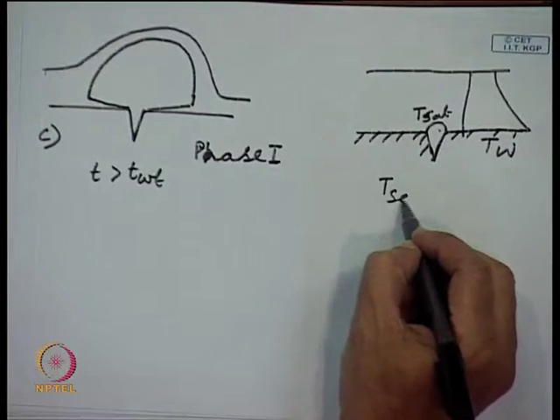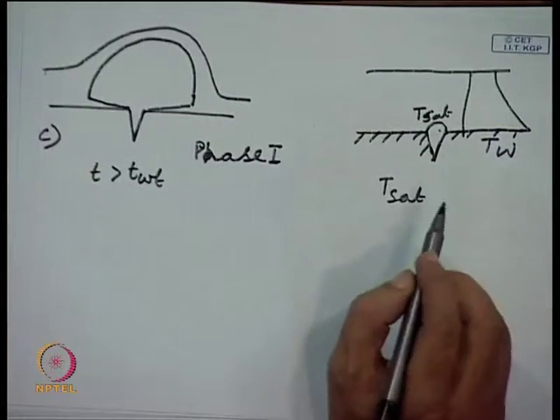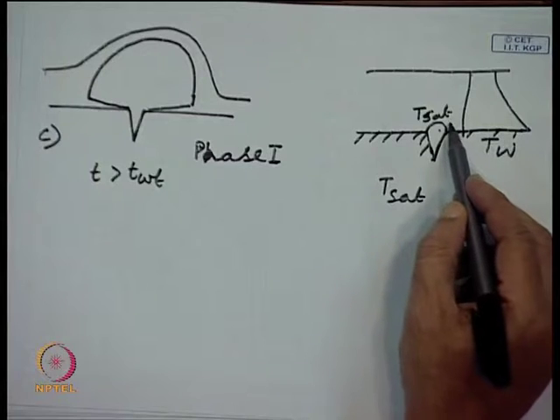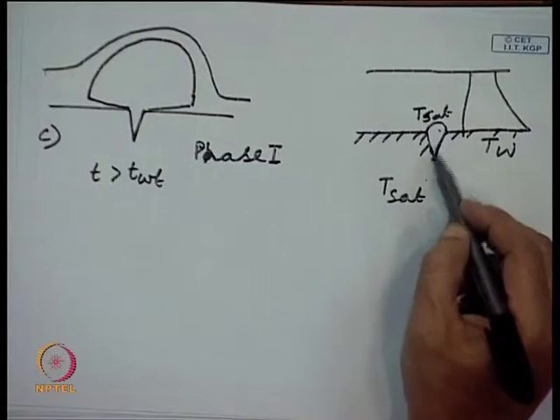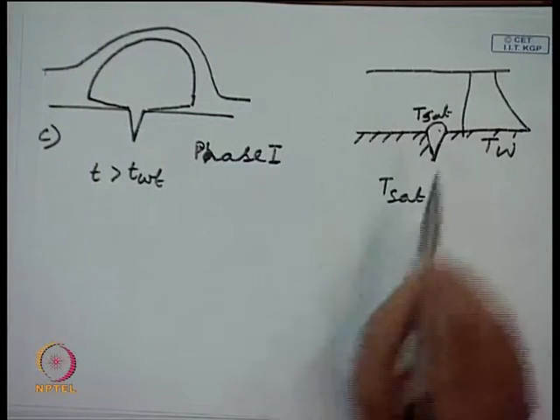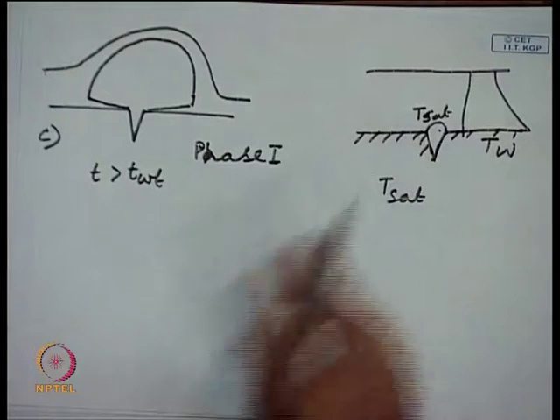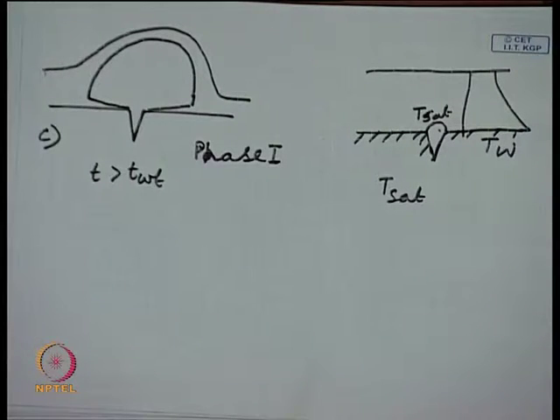So, T sat is the saturation temperature corresponding to the existing pressure. Now, as the T wall is very high, here also the temperature is very high. So, what we can find is that there is a large temperature gradient. T sat is really low compared to the surrounding fluid temperature. So, due to this high gradient, what will happen? There will be a large amount of heat transfer.